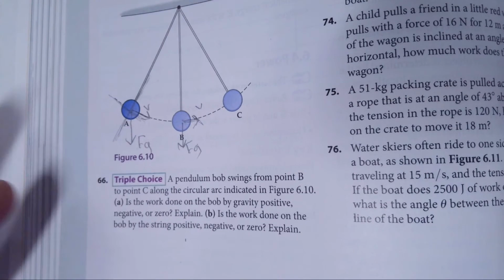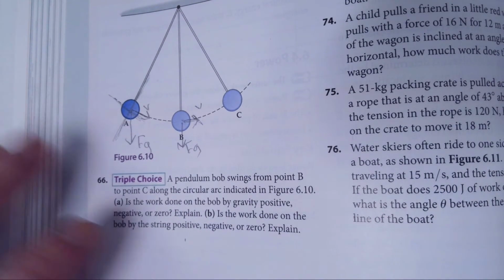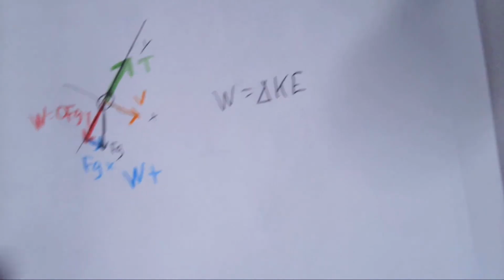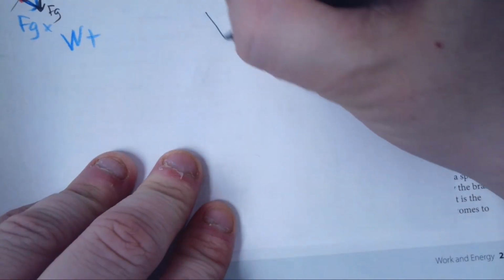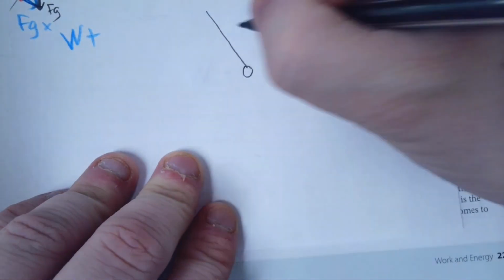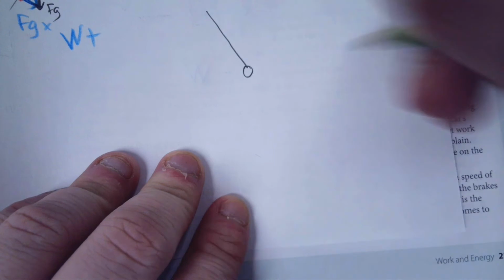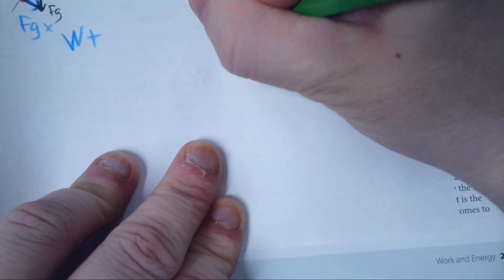66 we're looking at now, it's going back up here. And so we can kind of draw it again there. So now it's over here, and we have our different forces. We have our tension.